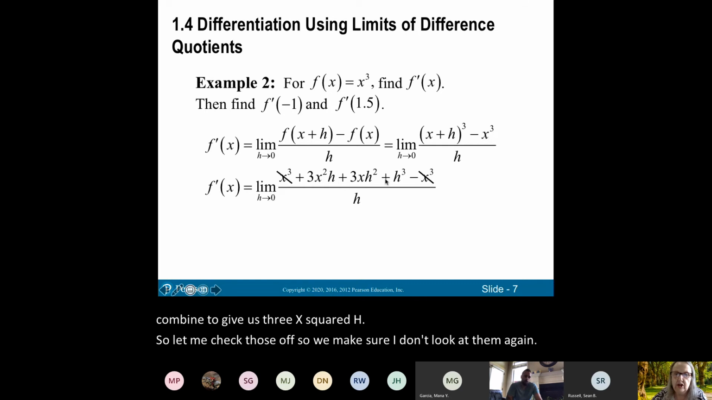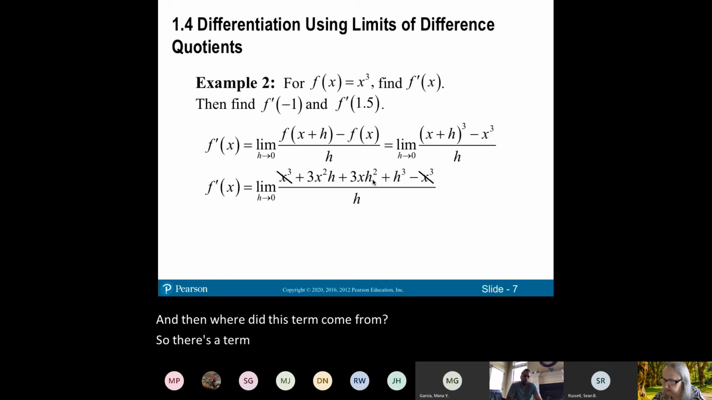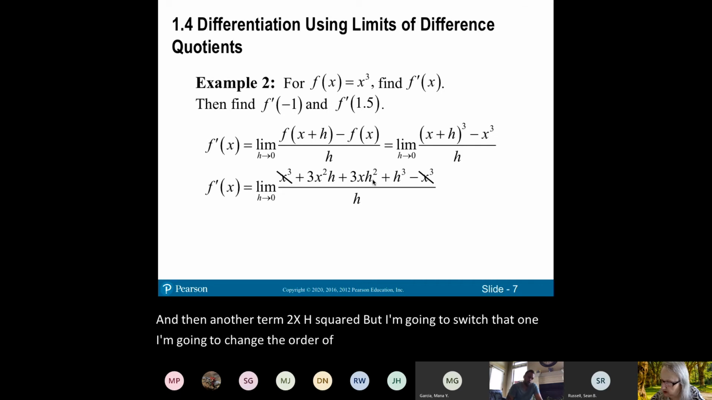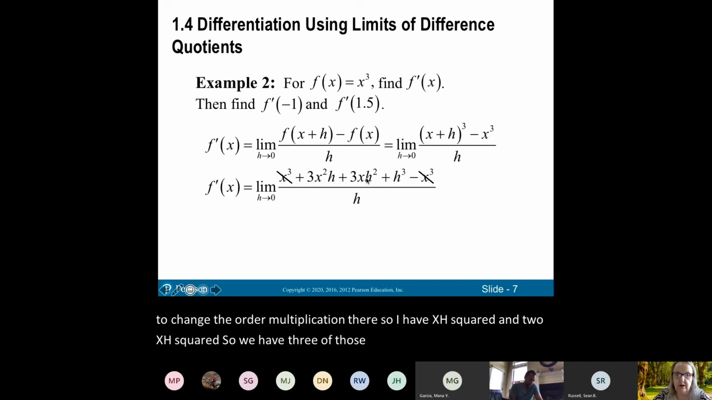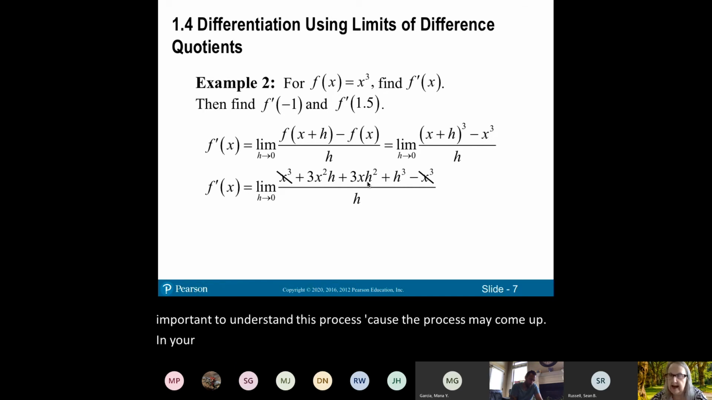And then where did this term come from? There's a term, xh squared, and then another term, 2xh squared. I don't need to change the order of multiplication there. So I have xh squared and 2xh squared, so we have 3 of those xh squared right here. It's important to understand this process because the process may come up in your homework problems. And then lastly, we have an h cubed, a lonely h cubed. So that's where that's coming from.